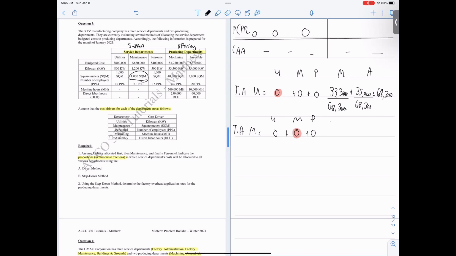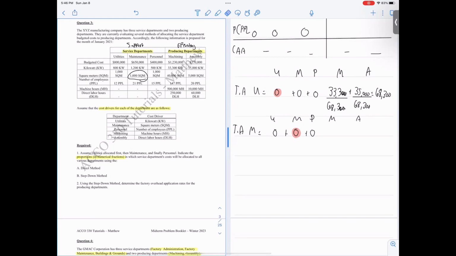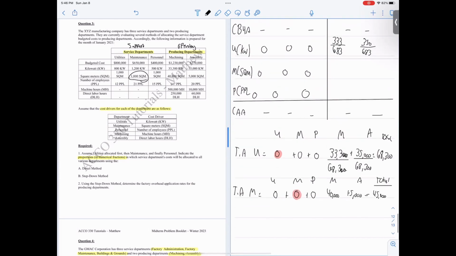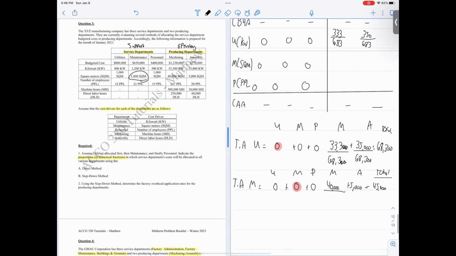Now, you also have machining and assembly. Machining uses 40,000 and assembly uses 5,000. So 40,000 plus 5,000 gives us a total, right, a total of 45,000. Okay, so guys, you're going to build your proportions here. So 40,000 over the total of 45, and 5,000 over the total of 45.